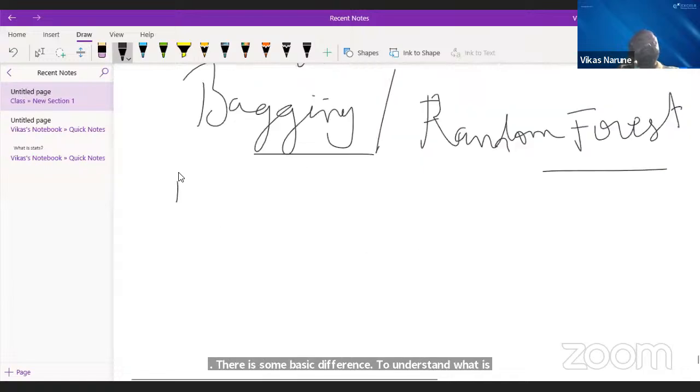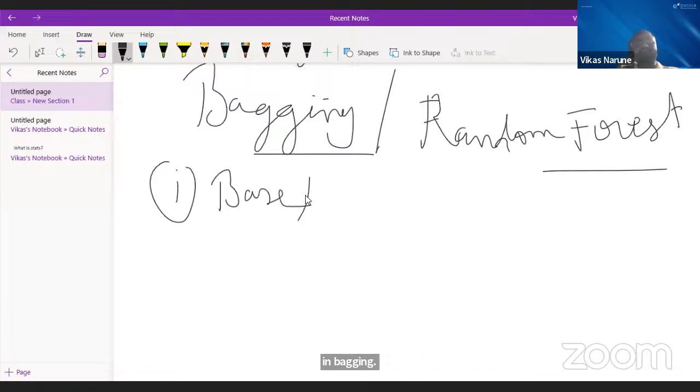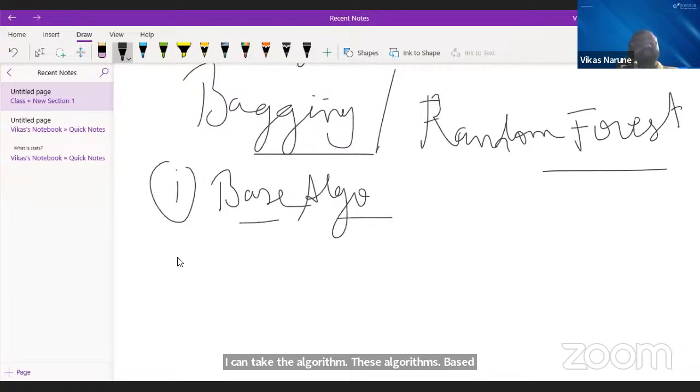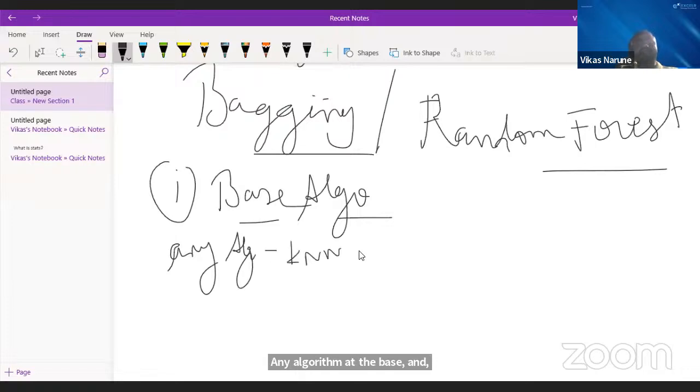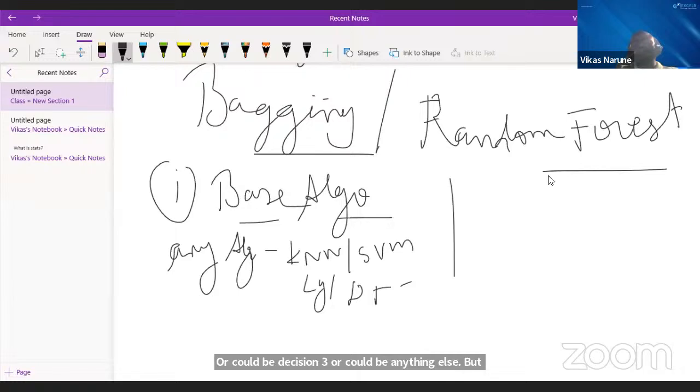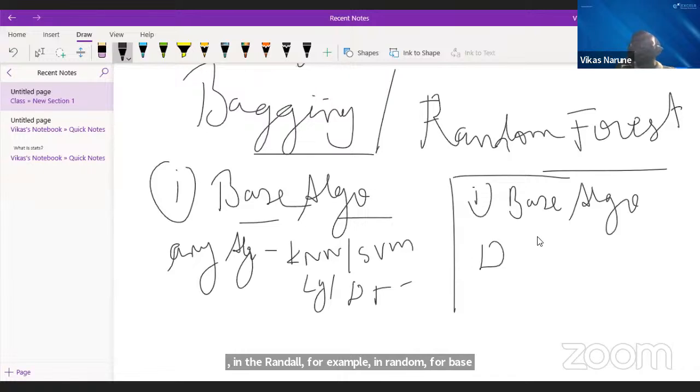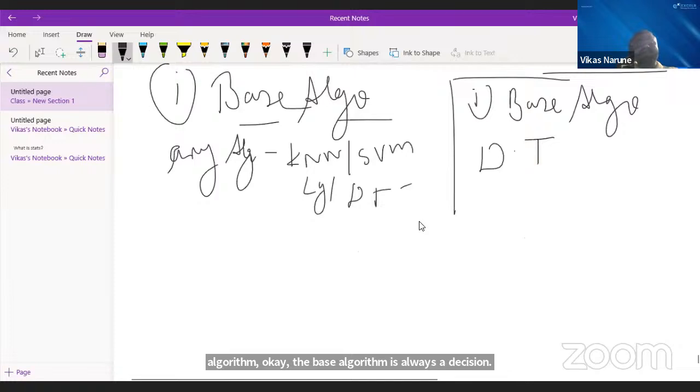In bagging, whatever base algorithm we are taking, I can take any algorithm as the base algorithm. That algorithm could be KNN, K nearest neighbor, SVM, logistic regression, decision tree, or anything else. But in random forest, the base algorithm is always a decision tree. That is the basic difference.